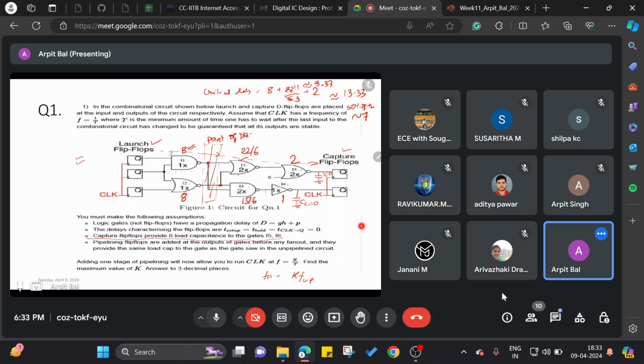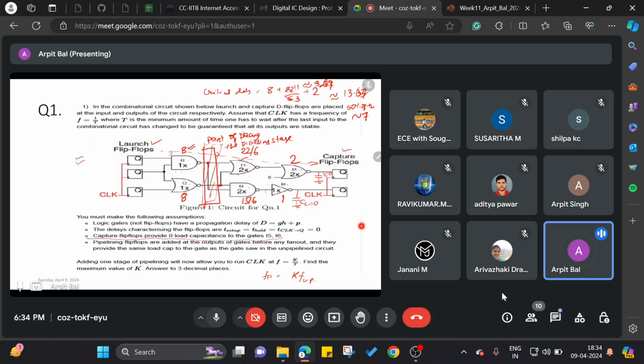Okay, so this is the point of placing the pipelining stage. This is 3.67, so this will also be 1.67, and it is close to 7. Okay, so this is the point where I need to place the pipeline.